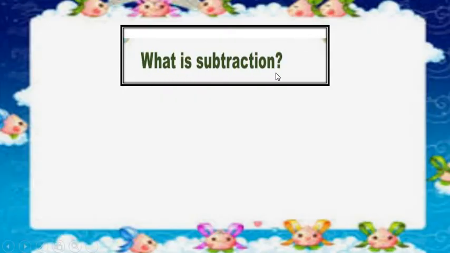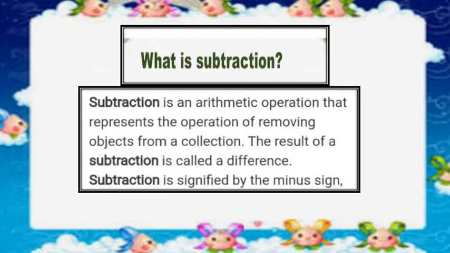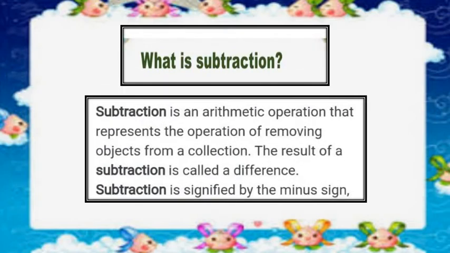What is subtraction? Do you know the meaning of subtraction or how to make a subtraction? Subtraction is an arithmetic operation that represents the operation of removing objects from a collection. The result of a subtraction is called a difference. Subtraction is signified by the minus sign.